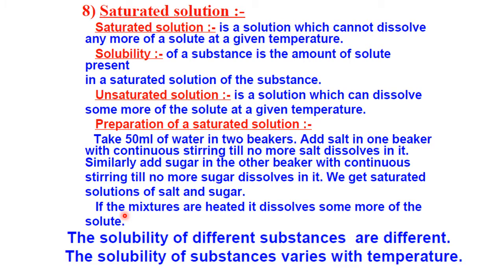So from the above activity we can say that the solubility of different substances is different, and the solubility of a substance varies with the temperature. That means without heating it can add up to a certain amount of solute, and after heating it can add a certain amount more.